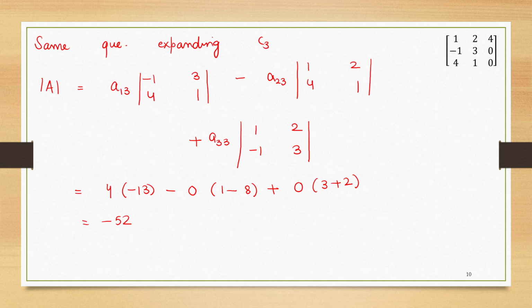Second thing to note is that we should choose that row or column which contains the maximum number of zeros. Because if you observe, here this A23 and A33 both are zeros. 0 into anything is 0, so it will reduce the calculation part. We don't need to actually calculate this determinant because whatever this determinant may be, multiplication with 0 is going to give me 0. So determinant A can be calculated by using only this one entry A13 along with this 2 by 2 matrix.